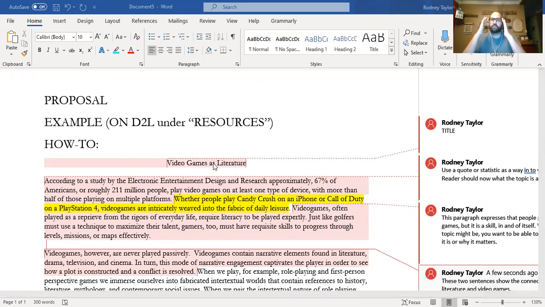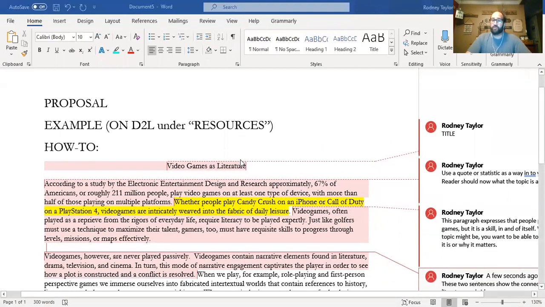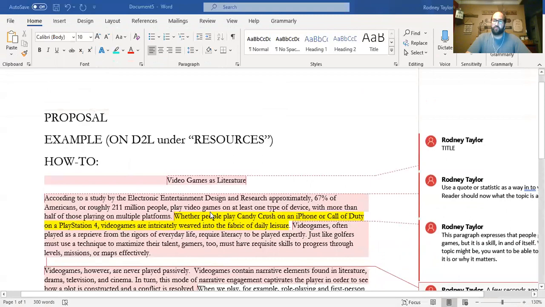If you're writing something a little bit more sophisticated, if you're performing a close reading of a novel, you can have some sort of literary title with a colon and all that fun stuff. But in most cases, you want your title as clear and concise as possible. Here the title is Video Games as Literature, so this proposal is very clearly going to talk about video games as literature. And then we'll read through it.